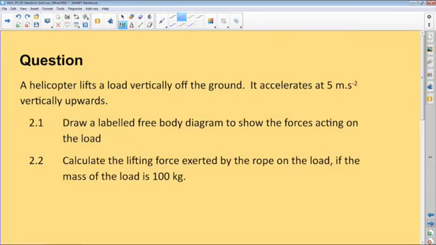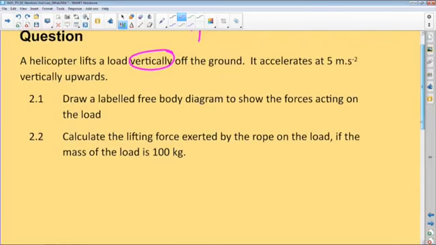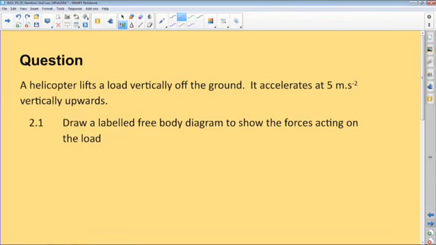A helicopter. So let me read it to you. A helicopter lifts a load vertically off the ground. Okay, so we're going in that plane. It accelerates at 5 meters per second vertically upwards. First question, draw a labeled free body diagram to show the forces acting on the load. And 2, calculate the lifting force exerted by the rope on the load if the mass of the load is 100 kilograms.